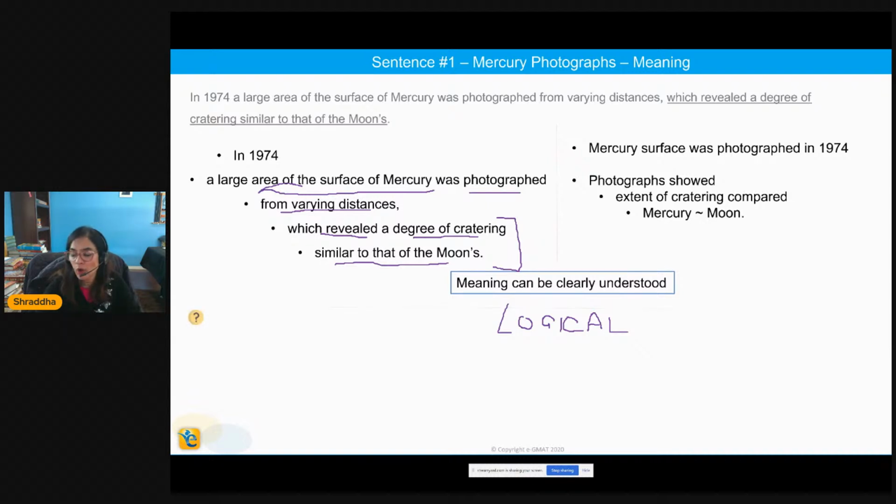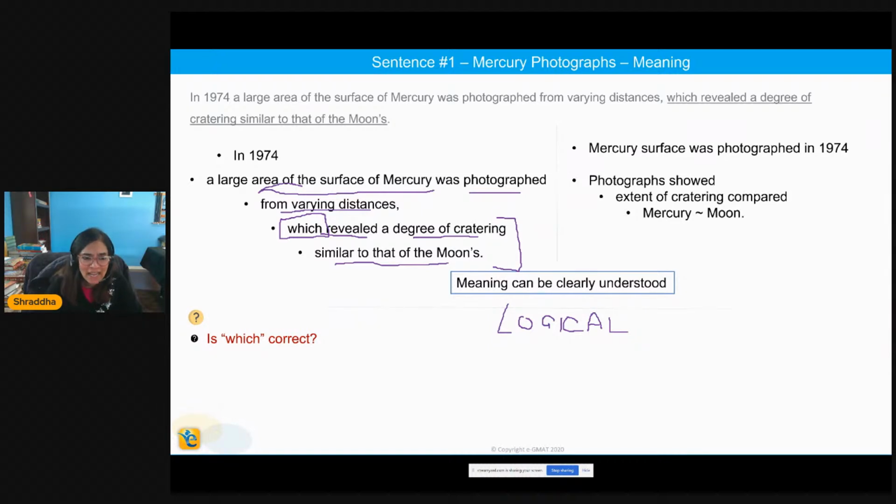Now, let's move on to the second step, which is grammar analysis. Whether the sentence uses correct grammar. When we do that, we see this word which over here, in the underlined portion. Now, how do we use which? Well, we all know that we use which to modify a noun.